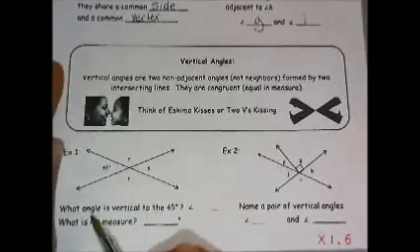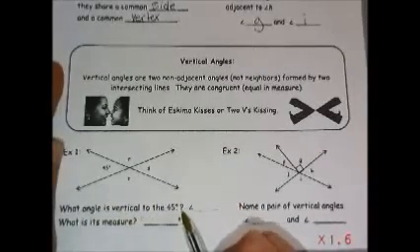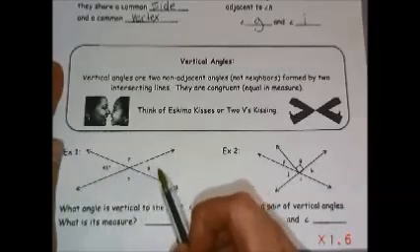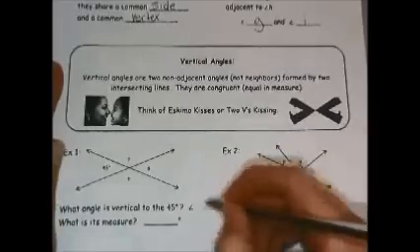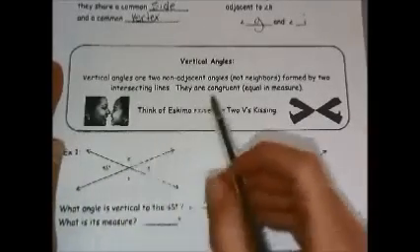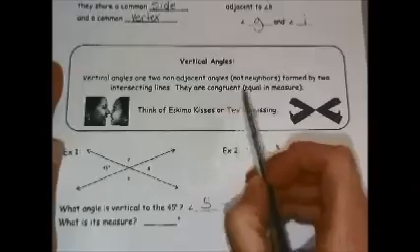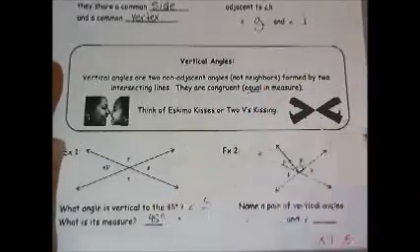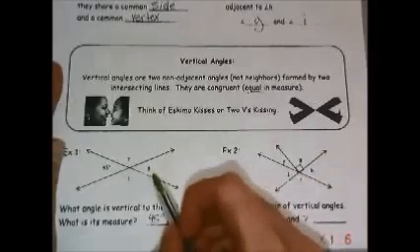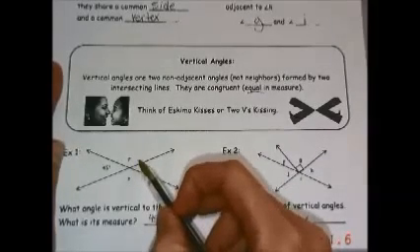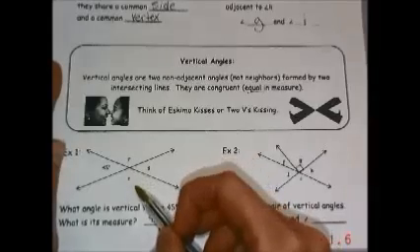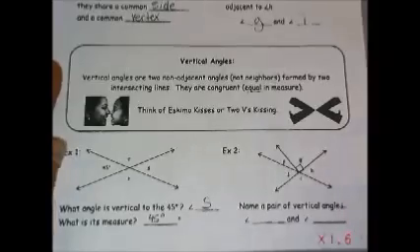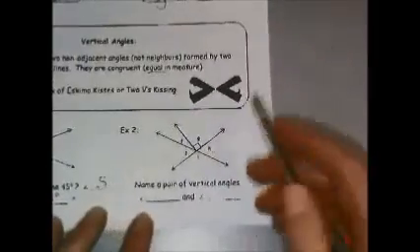Okay, let's look down at example 1. What angle is vertical to the 45-degree angle? So here's 45 degrees. What angle is across from it? Well, angle S. What is its measure? Well, I know that vertical angles are congruent because it tells me so right here. They're equal in measure. So angle S has to be 45 degrees also. Since I know that S is 45 degrees, I can figure out what angle R would be and what angle T would be, because I know that they sit on a straight line and that they have to add up to 180 degrees.